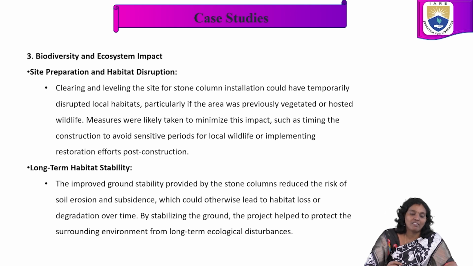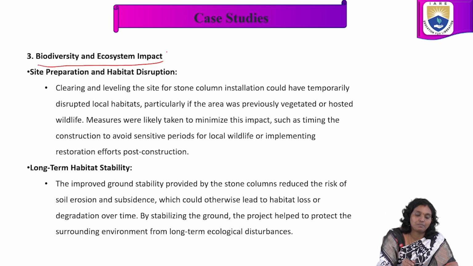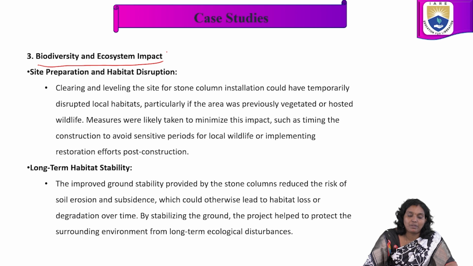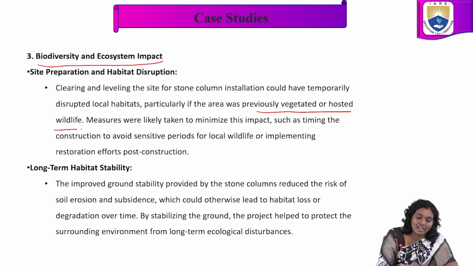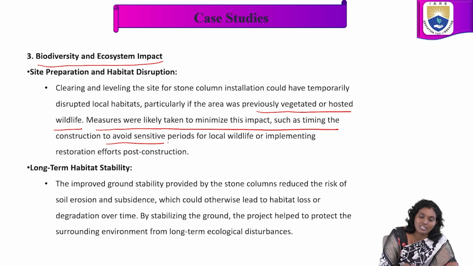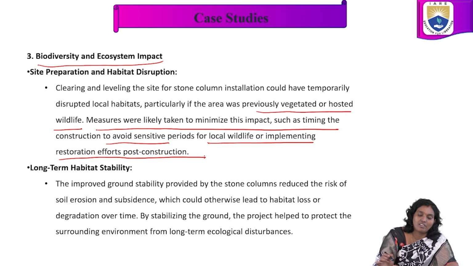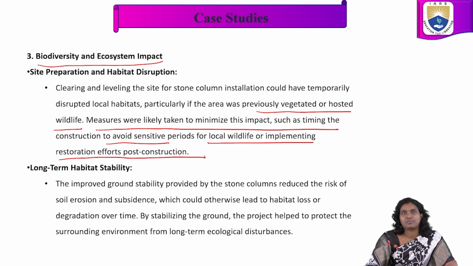Now, biodiversity and ecosystem effect. Site preparation and habitat disruption. Clearing and leveling the site for stone column installation could have temporarily disrupted local habitats, particularly if the area was previously vegetated or hosted wildlife. Measures were likely taken to minimize these impacts, such as timing construction to avoid sensitive periods for local wildlife or implementing restoration efforts post construction.